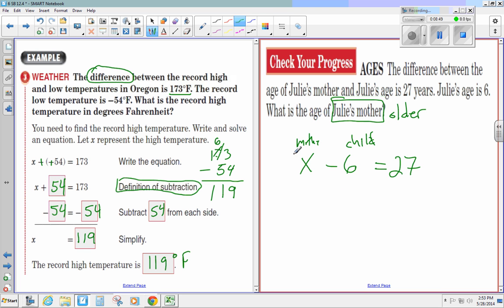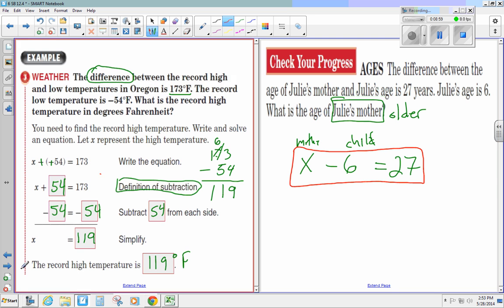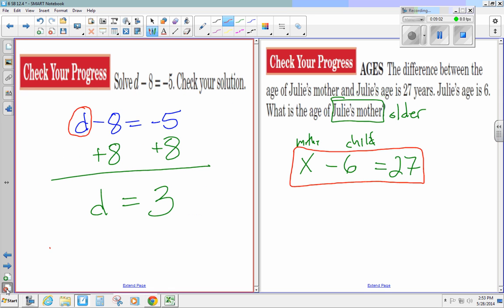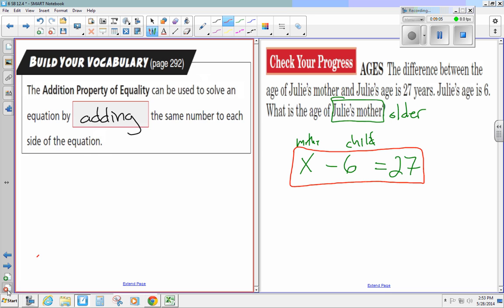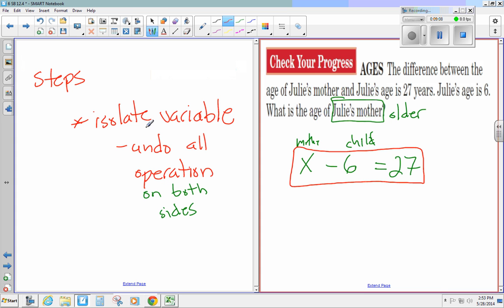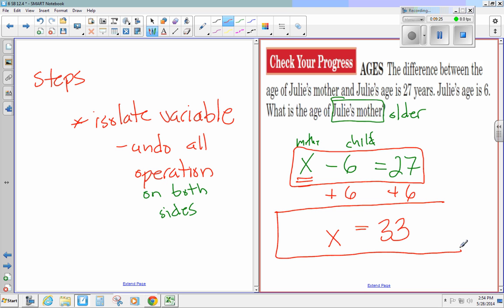Well, how do we now solve this problem? We have a variable. Here's an operation, and here's the number. So we follow the same process we've been doing. We isolate the variable, and we undo the operations, plus 6, to both sides. So the mother's age is 33 years.